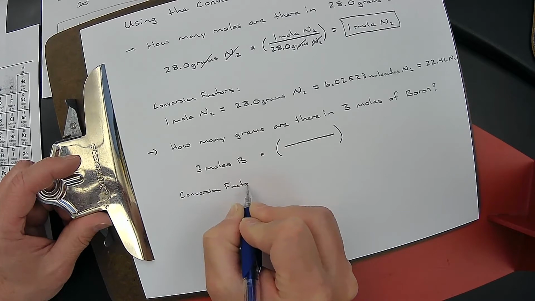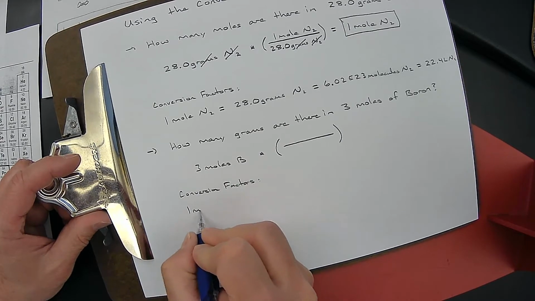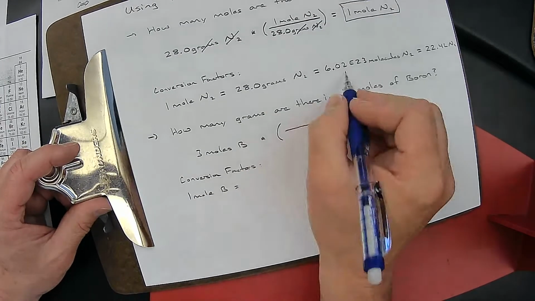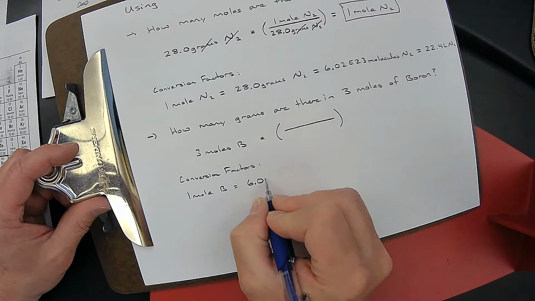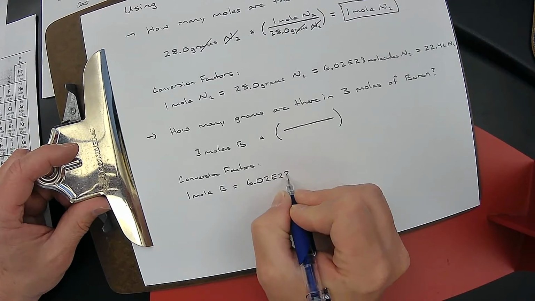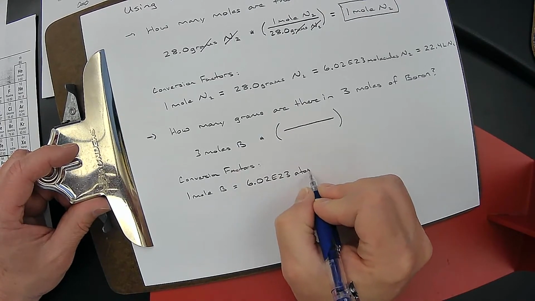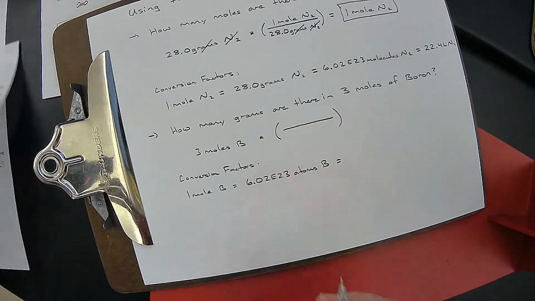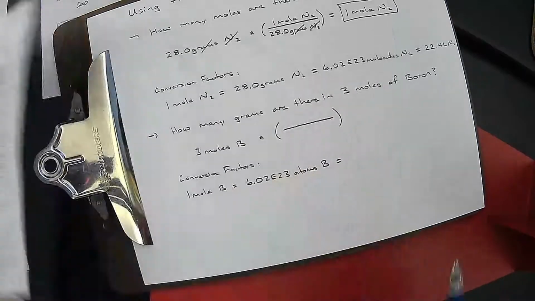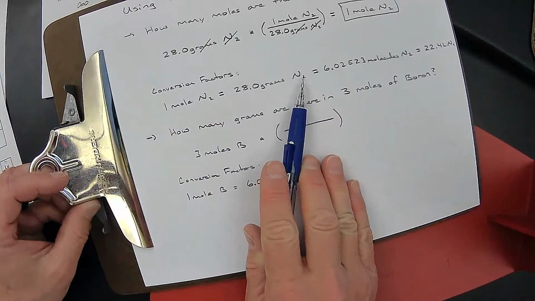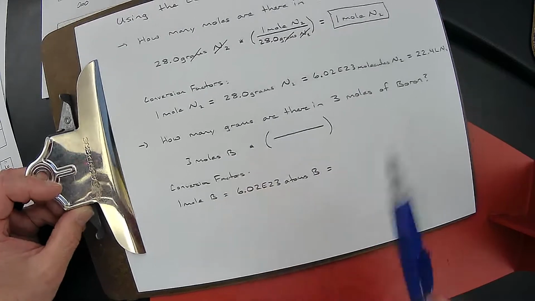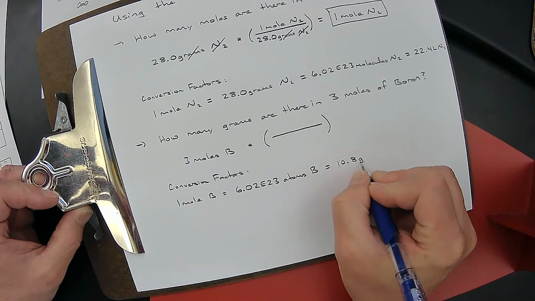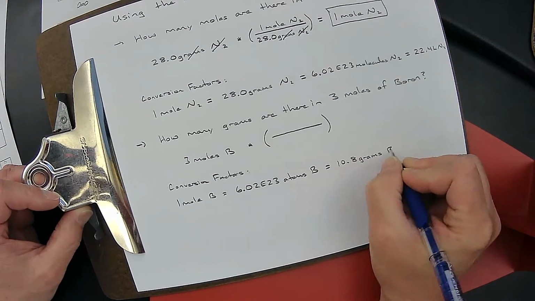The conversion factors for boron: 1 mole of boron is equal to 6.02 e to the 23rd atoms of boron, which is equal to, I go to the periodic table and it's just 10.8 grams of boron. I'm going to put it in the order that I previously put it in. The reason I had to double it up here was because it's not just N, it's N2. And we have to be careful.